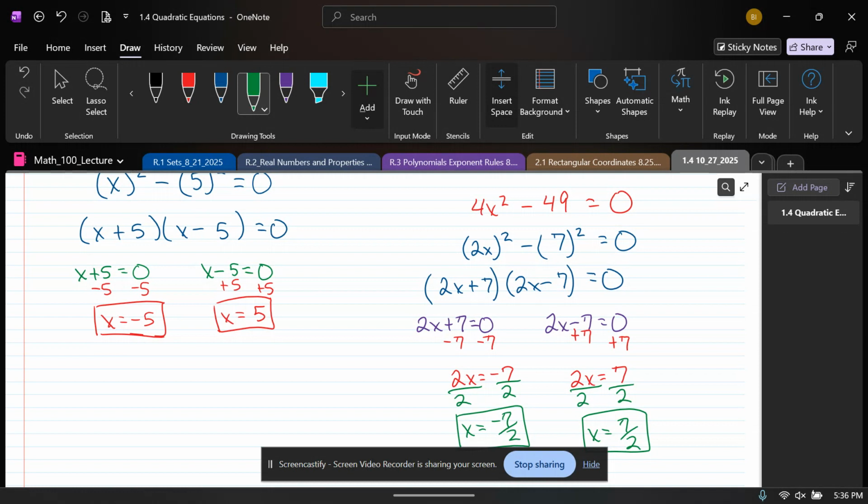Got to notice over here on the other one that was a difference of squares, we had a positive 5 and a negative 5. Over here, it's a difference of squares. We have a positive 7 over 2. We have a negative 7 over 2. Anytime it's a difference of squares, you're going to have the same number, but one's going to be positive, one's going to be negative. That's how your solutions are going to go. So differences of squares, always a nice way to factor and solve.